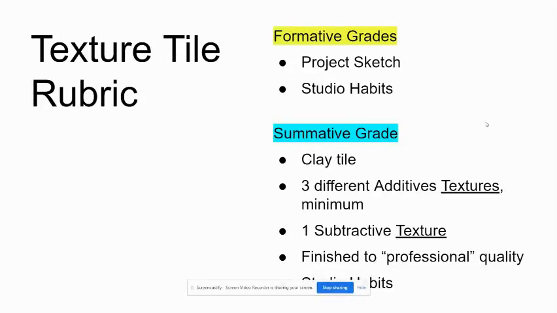The rubric for this overall project is formative grades for your project sketch and studio habits. Studio habits are, by the way, how we clean up, how we handle things. A summative grade for your clay tile with 3 different additive textures, minimum, 1 subtractive texture. Yes, you can have more than 1. Finish to a professional quality, and again, studio habits. How you clean up after yourself is very important when you're doing clay.